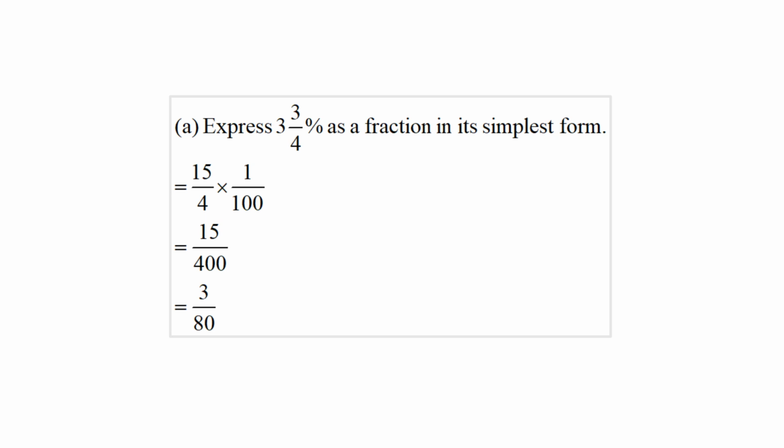To convert 15 over 4% to a fraction, we divide 15 over 4 by 100. This is the same as multiplying by 1 over 100, which gives us 15 over 4 times 1 over 100 equals 15 over 400. Now, we need to simplify 15 over 400. Both the numerator and denominator can be divided by 5. Dividing 15 by 5 gives us 3, and dividing 400 by 5 gives us 80. So, 15 over 400 simplifies to 3 over 80. Therefore, 3 whole 3 divided by 4% expressed as a fraction in its simplest form is 3 over 80.